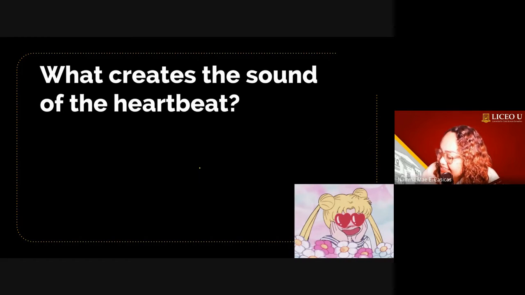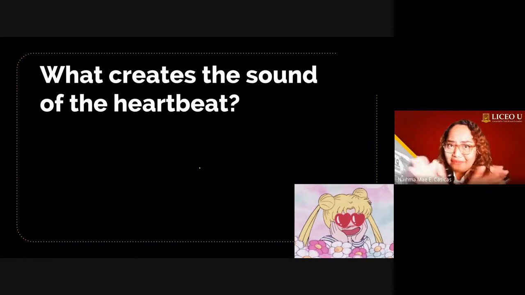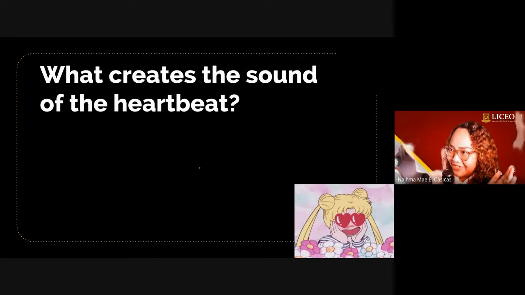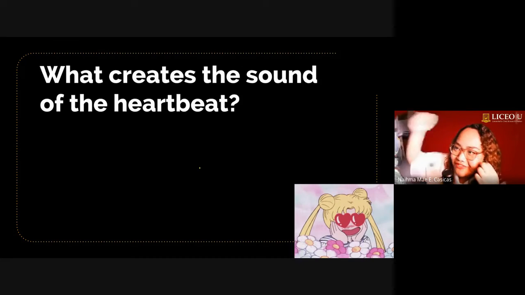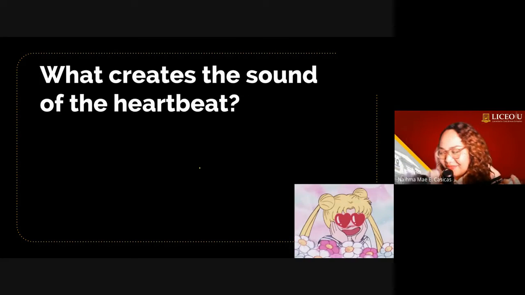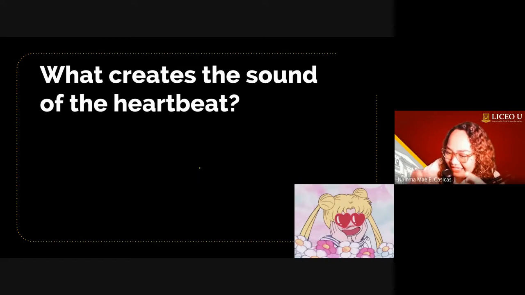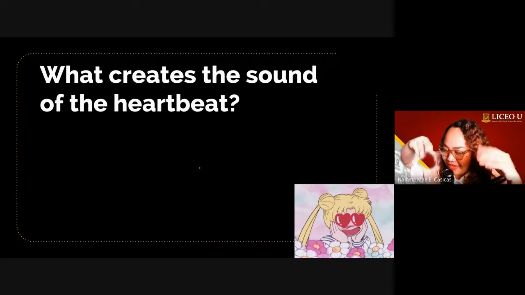Actually, Ildefonso is correct. It's the opening and the closing of the valve. The pumping of your heart has no sound. For example, the pumping of the heart is the same action as when you're flexing your biceps. When you lift weights, do you hear any sound? No sound. So the pumping is not the lub-dub. The lub-dub is the closing and the opening of the valves.